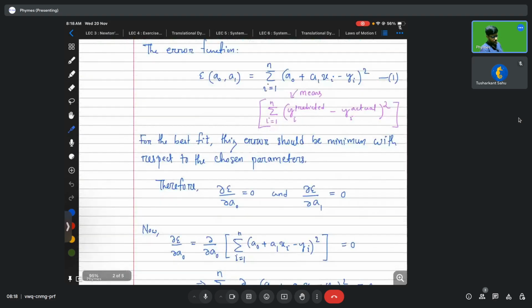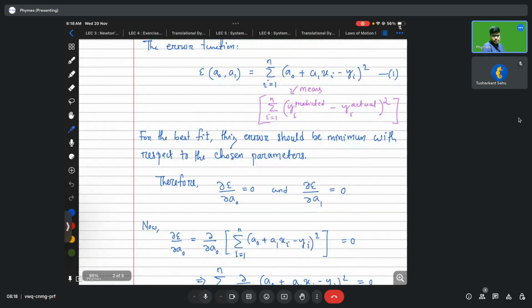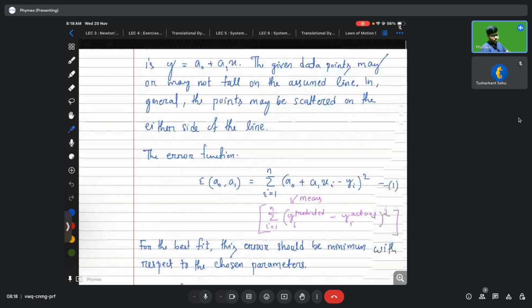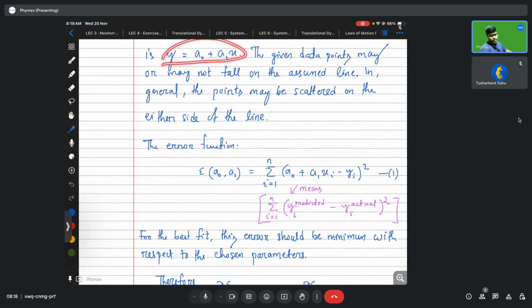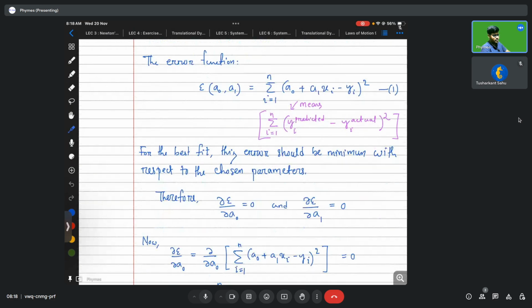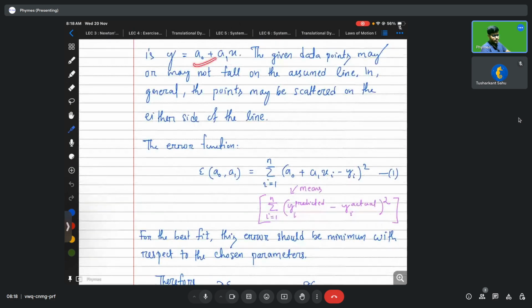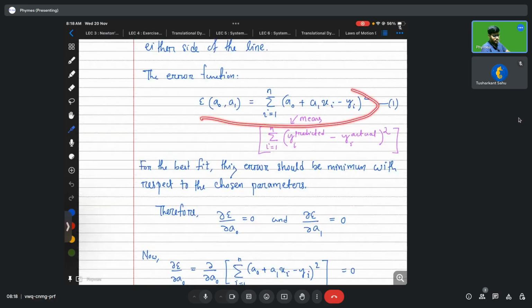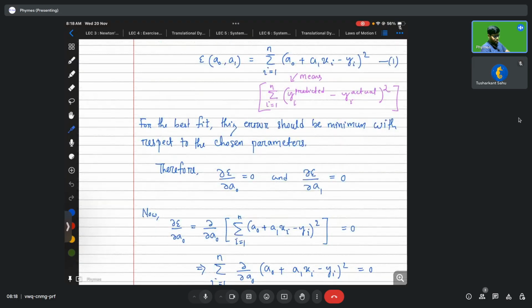And for the best fit, this error should be minimum with respect to the chosen parameters. So what are the parameters here? For this straight line, it is a0 and a1, right? If this function is the best fit, then this error should be minimum. This error function means the difference between the predicted values and the actual values, that should be minimum with respect to the chosen parameters. So we need to choose parameters a0 and a1 such that the error will be minimum.